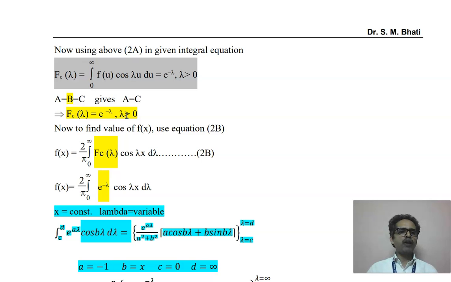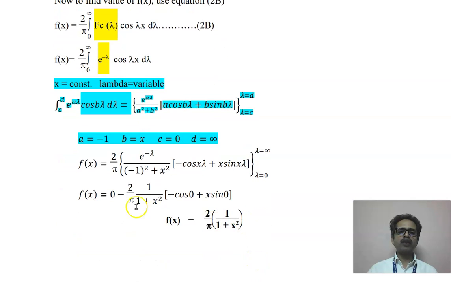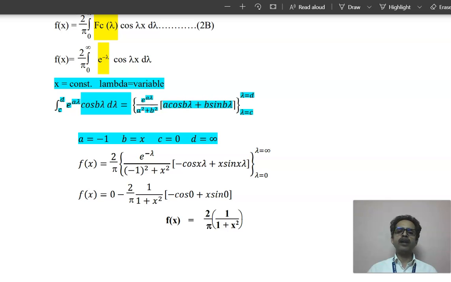Remember, we have to obtain the value of f of x, and to find the value of f of x, when fc lambda is known, you have to use equation 2b. So this is equation 2b, and here you have to put the value of fc lambda. So we'll put the value of fc lambda, it is e raised to minus lambda, and for this integration x is a constant while lambda is a variable. So we have to make use of this standard formula. So let's use this standard formula. When you use this formula, you will get this kind of integration, and e raised to minus infinity is 0. So we can get the value of f of x, and this value of f of x represents the solution for the given integral equation.